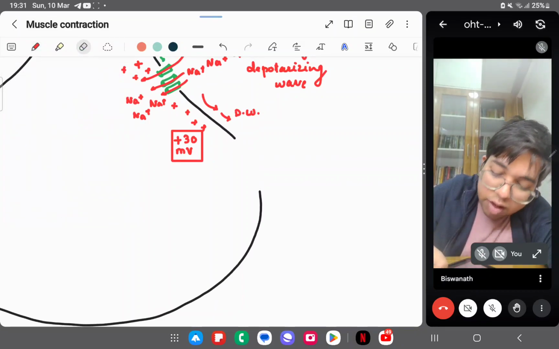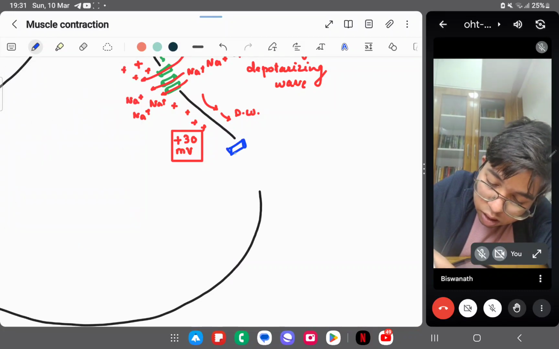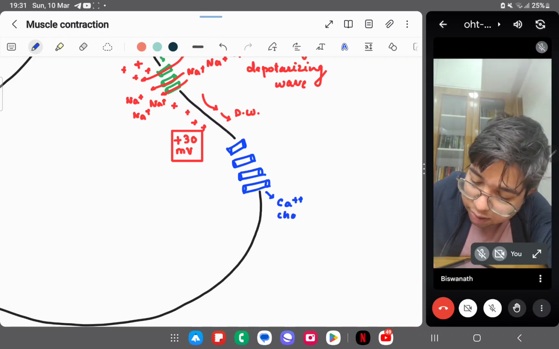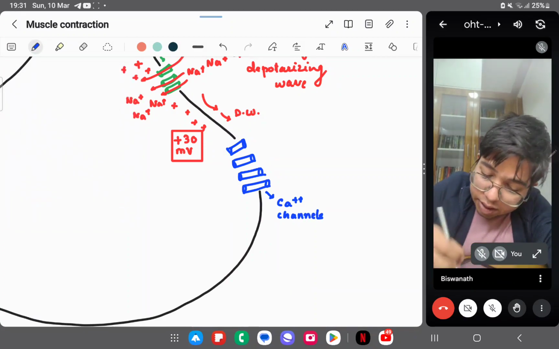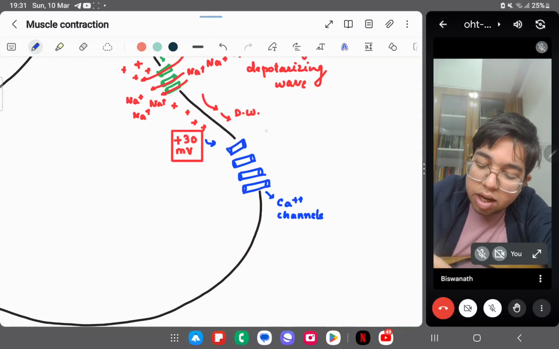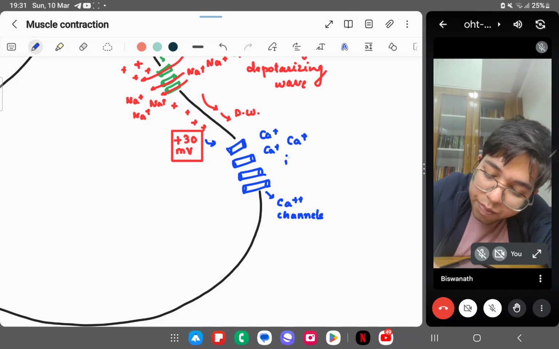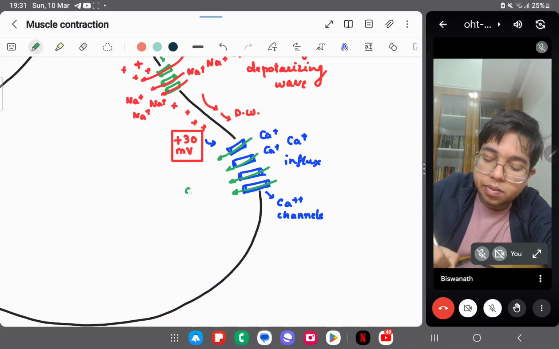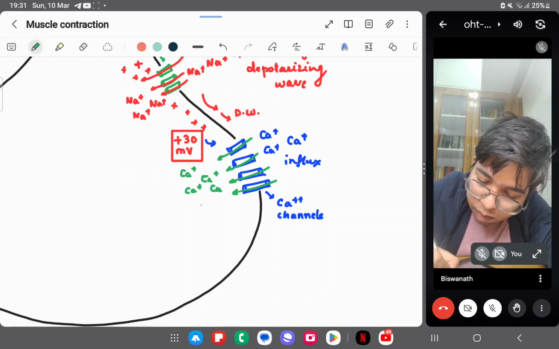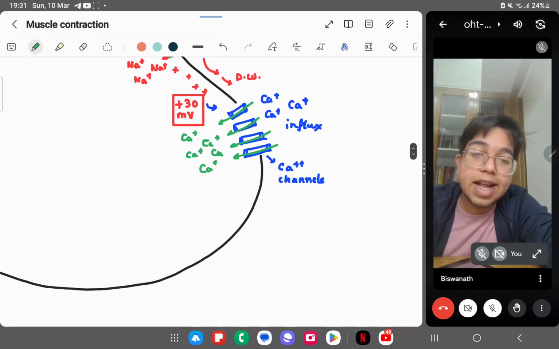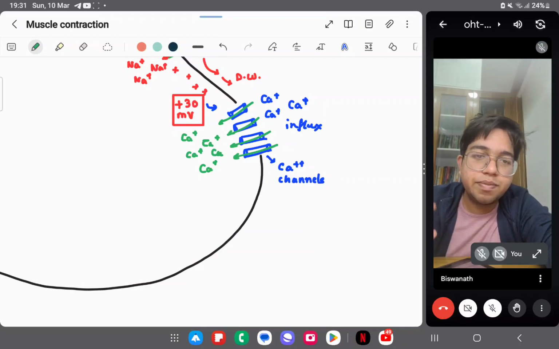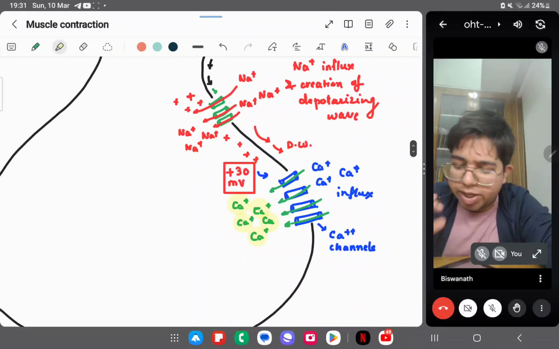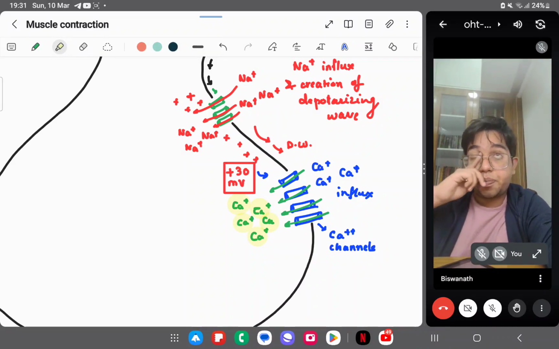So here we are going to draw beautiful calcium channels. These are your calcium channels. When it reaches plus 30 millivolt of potential, there will be an influx of calcium into the cell. Now we are gaining lots of calcium as well. Easy. These two things are happening: we gained calcium, we gained sodium. Basically, this calcium is of our importance. Understood?